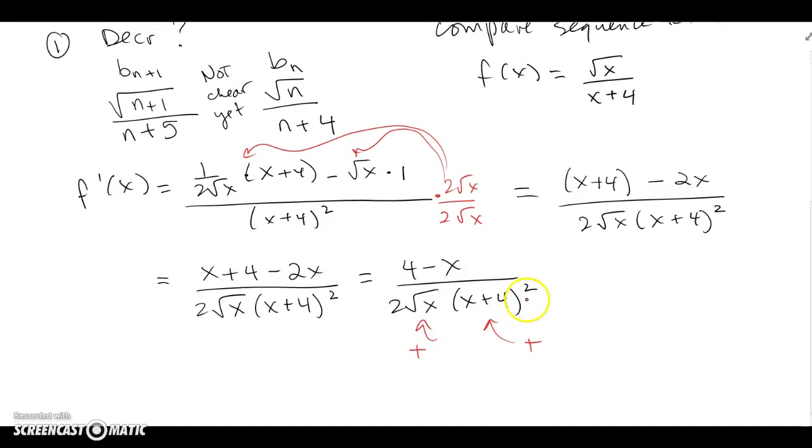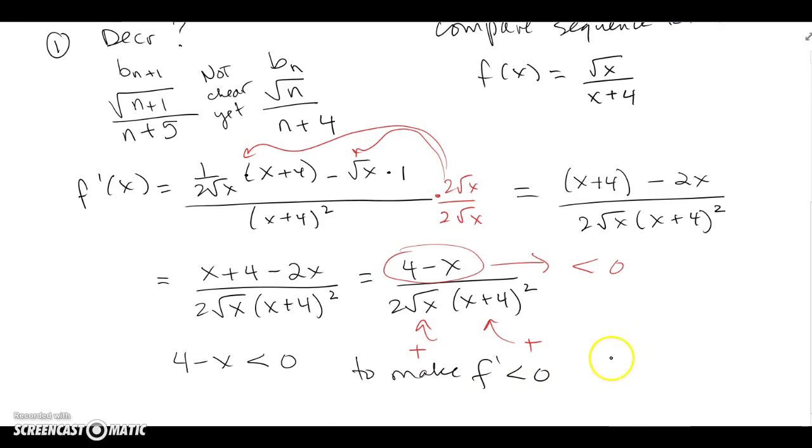This piece will be positive anyway because it's squared. So in order for this derivative to become negative and cause it to be a decreasing function, we need this to be less than 0 or negative. So we're going to force it to be less than 0 to make f prime less than 0, negative, and f decreasing for all those x values.